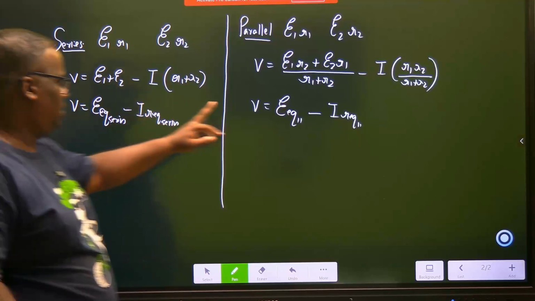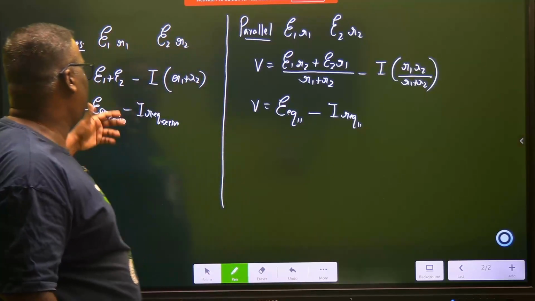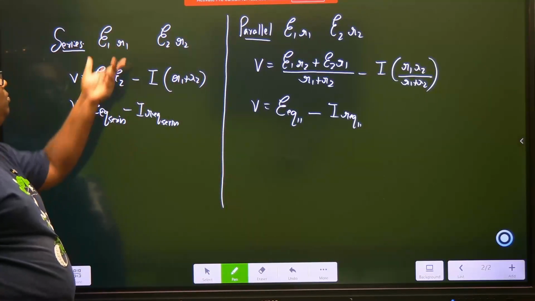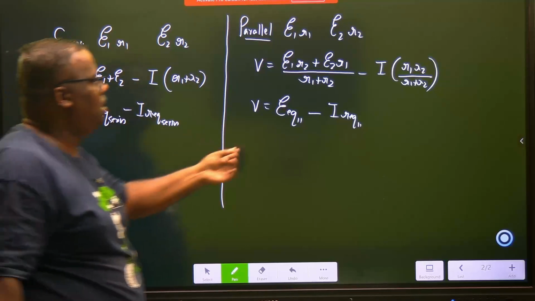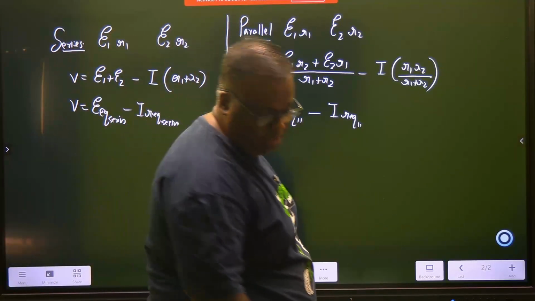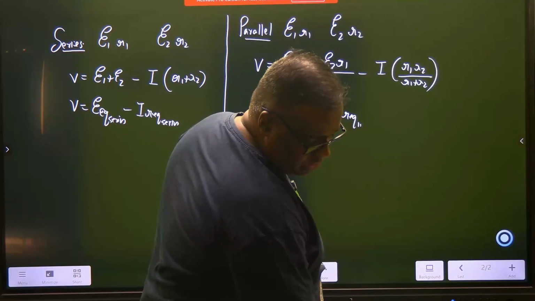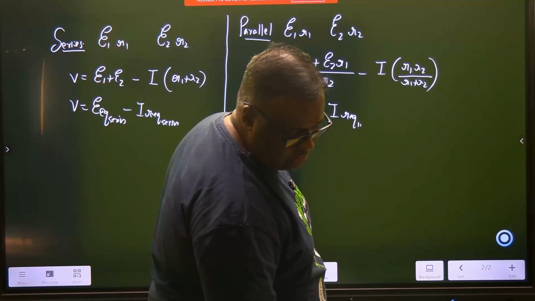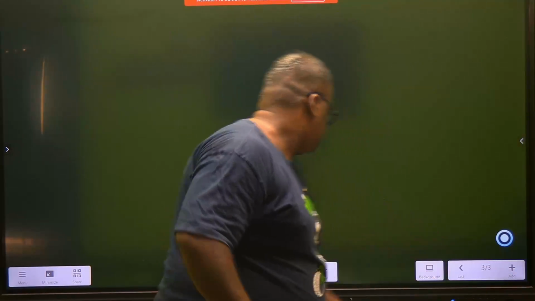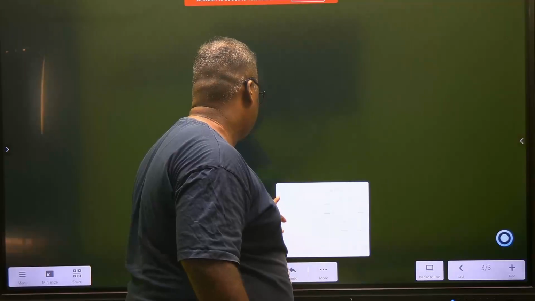So this will be honored. This shows that if you would have had one cell with an equivalent EMF of a combination of series, then this is what it is, equivalent combination of parallel. Fine. So let's wrap it up now and just put a comparison of both the type of cell combinations for certain parameters.